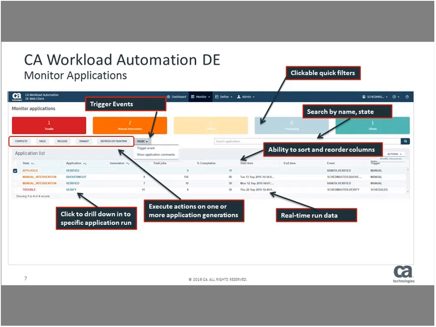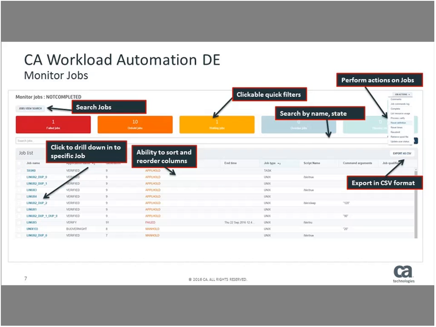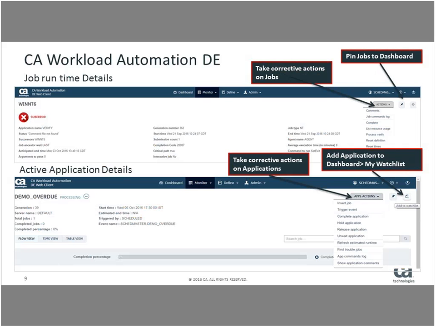When you come down from the monitor applications page, you can look at the application and how the application is performing. You can take corrective actions on the application. You can pin jobs to the dashboard. You can pin job runs to the dashboard. You can add the application to your watch list. So if you want to monitor how this application is performing, how much of it is complete, how it's progressing, you can add it to your dashboard as well from here.